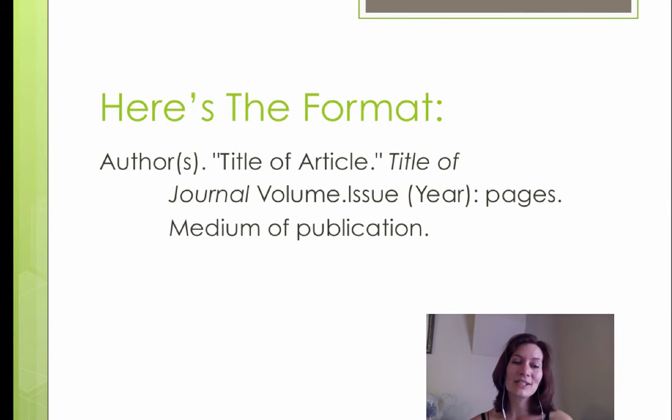In italics, you will give the title of the journal, and then after that will be the volume and the issue, and the year goes in parentheses, and then a colon, and then whatever page numbers it shows, and then the medium of publication. If the publication is printed physically, you will put print. But if it's not, if it's only available electronically, you'll put web. Let's see what that looks like, and then what in the world a volume and an issue are.